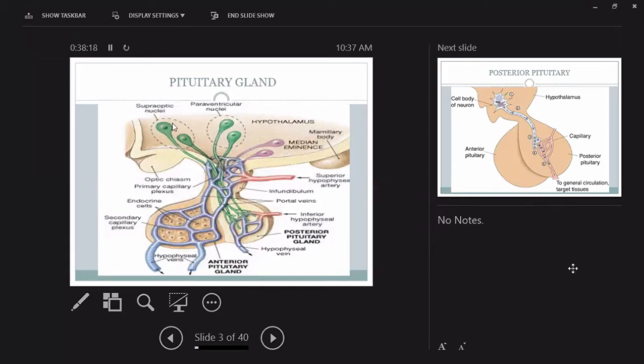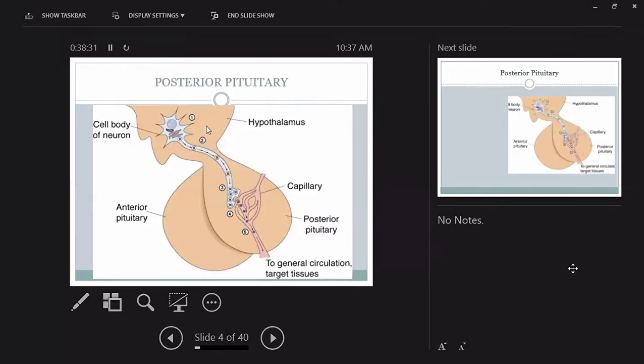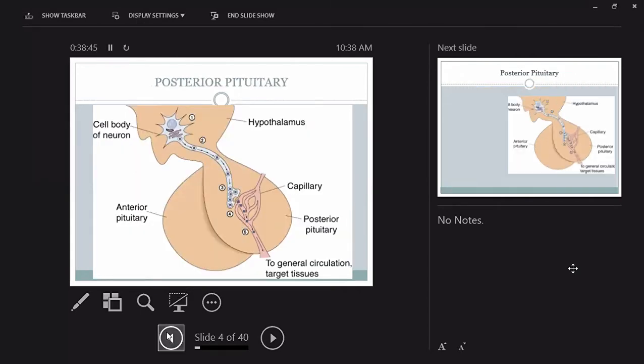Here, the supraoptic nuclei and paraventricular nuclei are the source of your oxytocin and vasopressin. This is your posterior pituitary. This is your anterior pituitary, and the posterior pituitary.